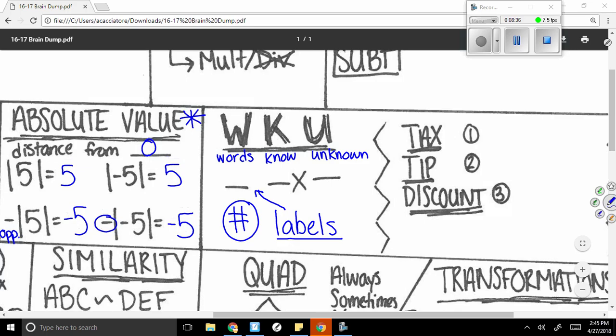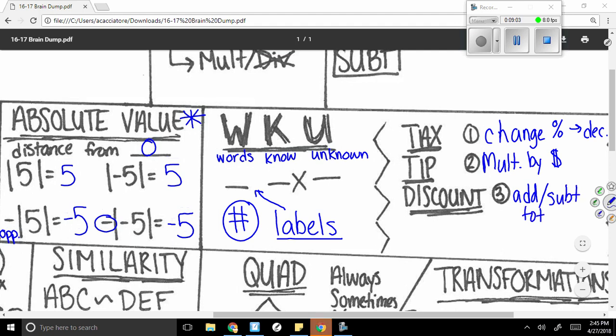Tax, tip, and discount. The first step is to change the percent to a decimal. Then you're going to multiply by the money. And then our third step is to sometimes add or subtract with the total. The way that you know if you're adding or subtracting, well, remember tax adds, tip adds, and discount subtracts. So that's just a little hint to help you remember those pieces.